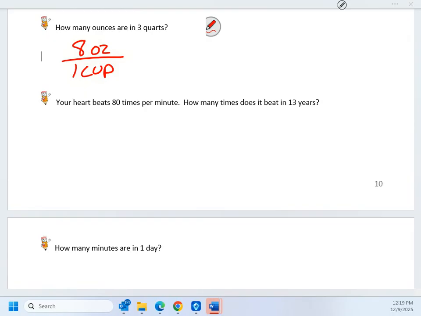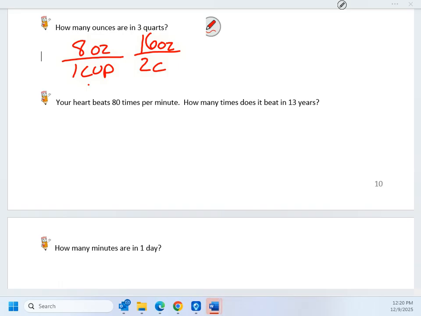So now what do you think we want to go to? Elliot? Pints or... Ooh, before I can get to pints, how do I go from 1 cup to pints? How many cups are in a pint? 2. Oh, so I want to go to 2 cups, right? So I'm going from 1 cup to 2 cups so I can get up to those pints. How did I go from 1 to 2? I multiplied by 2, so I need to do the same to the top. 8 times 2 gets me 16 ounces. Now I have 2 cups.